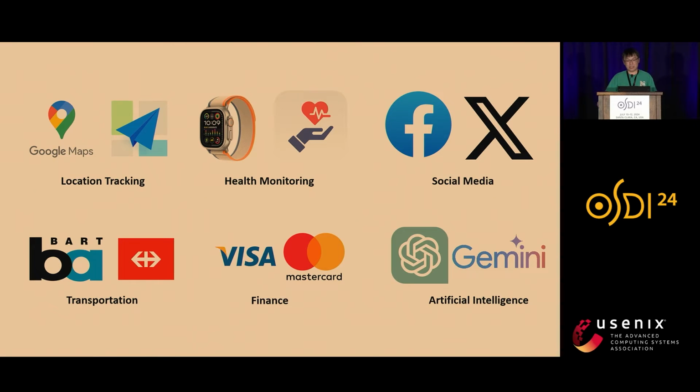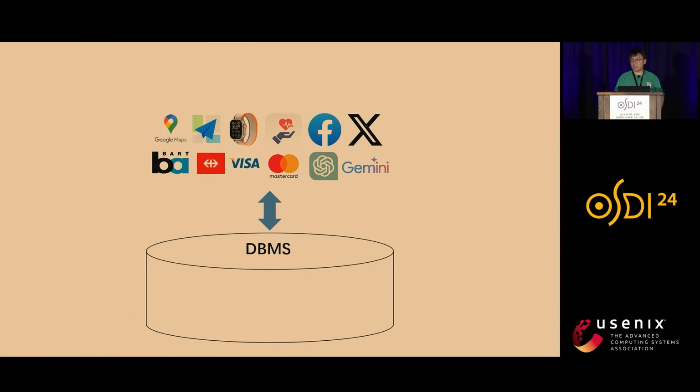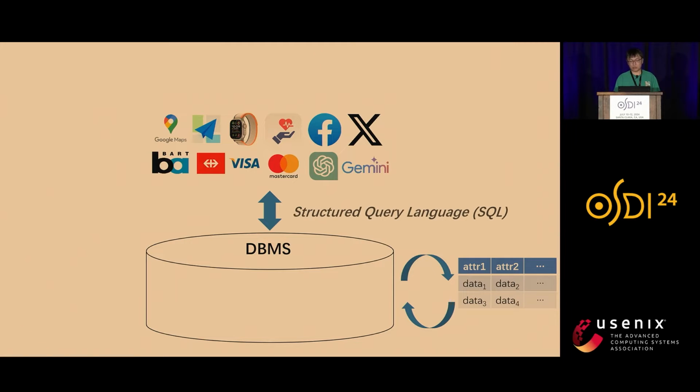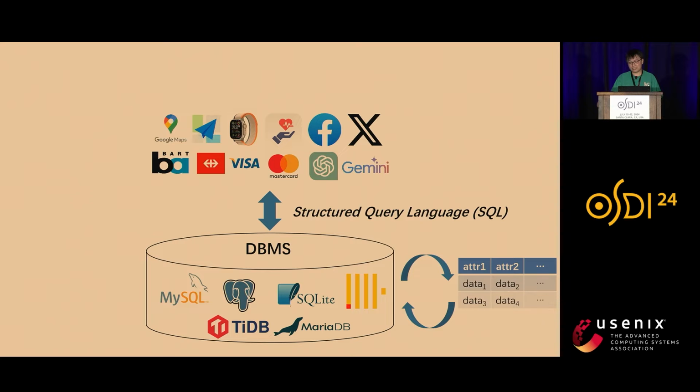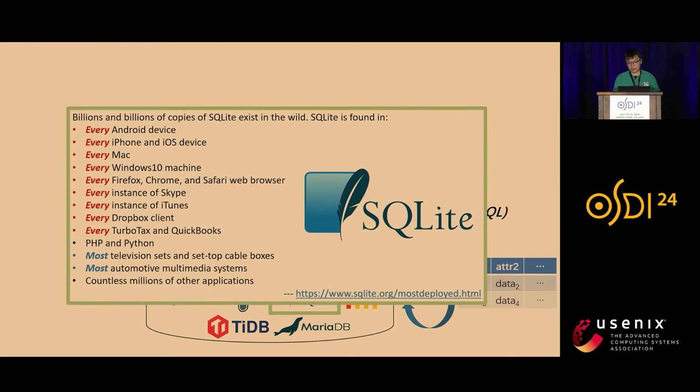So we know there are a lot of various kinds of applications, and nearly all of them incorporate a database management system. They use database systems to store and manage data. The typical way to interact with a database system is using Structured Query Language, etc. SQL. There are very famous database systems like MySQL, PostgreSQL, and SQLite, and so on. Take SQLite as an example. It is used in every mobile phone, Mac, and web browser.